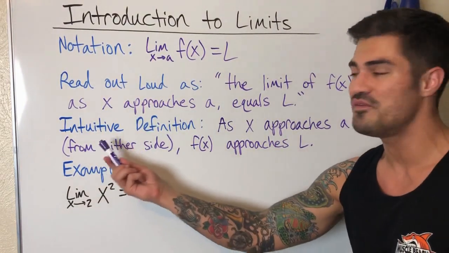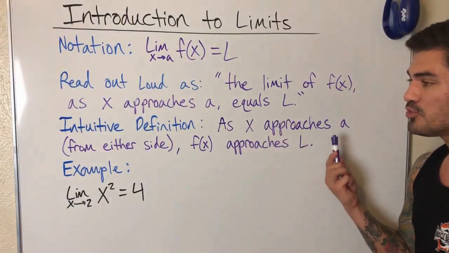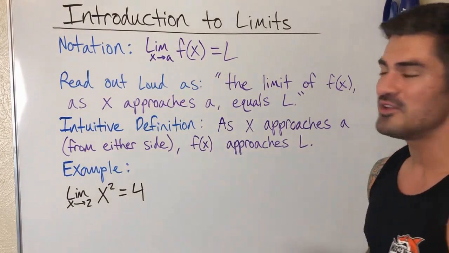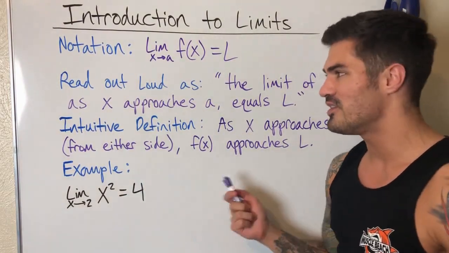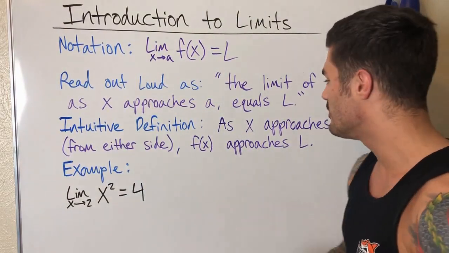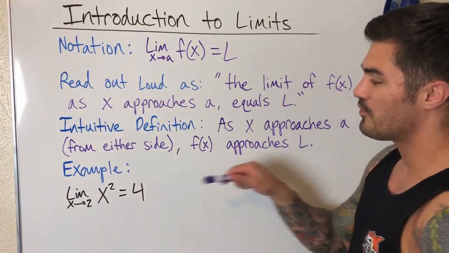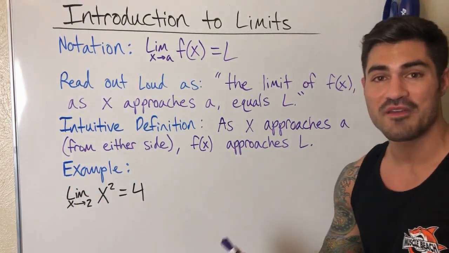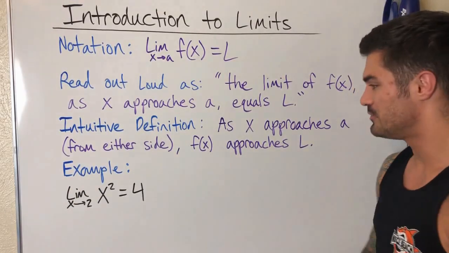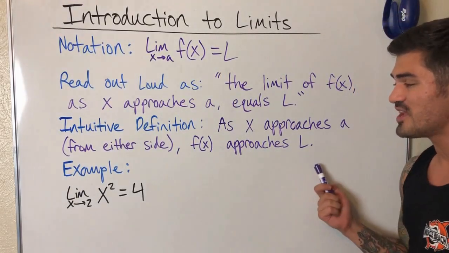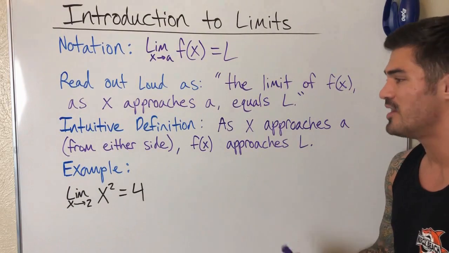And here's the intuitive definition. As x approaches a, again, these x values are values in the domain, right? We could think of going along the x-axis. So as x approaches a from either side, meaning from the left or from the right, f of x, these are y values, right? Values in the range. f of x approaches L, which is some y value as well, okay?